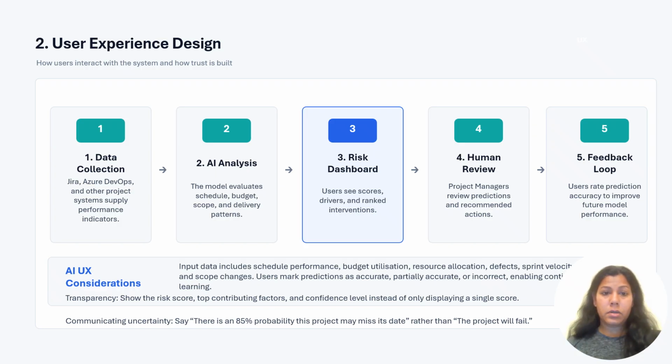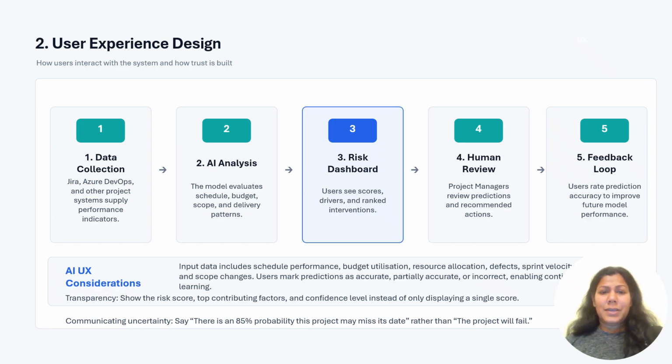So now the AI UX considerations. The user inputs and feedback loops. The system uses schedule performance, budget utilization, resource allocation, open defects, sprint velocity, and scope changes as inputs. For the feedback loop, users can mark predictions as accurate, partially accurate, or incorrect. This feedback is stored and used to improve future model performance. This creates a continuous learning cycle between users and the AI system.